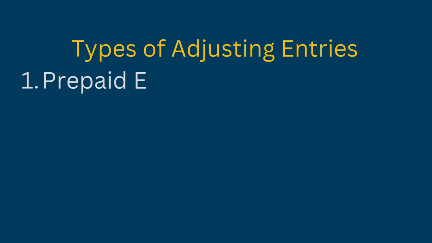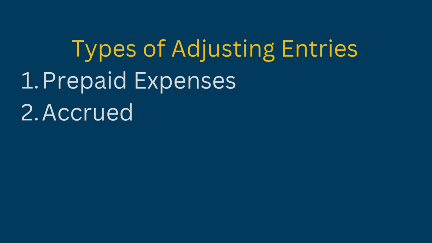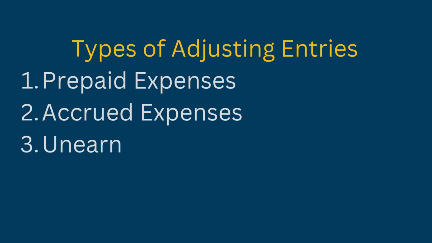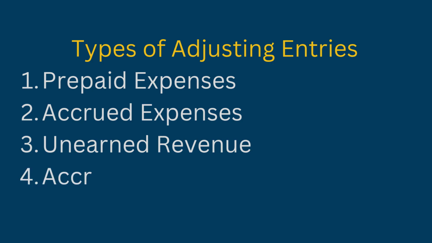There are four main types of adjusting entries you will encounter. Prepaid expenses, costs paid in advance that need to be recognized over time. Accrued expenses, costs that have been incurred but not yet paid. Unearned revenue, cash received before the service has been delivered. And accrued revenue, revenue that has been earned but not yet received.